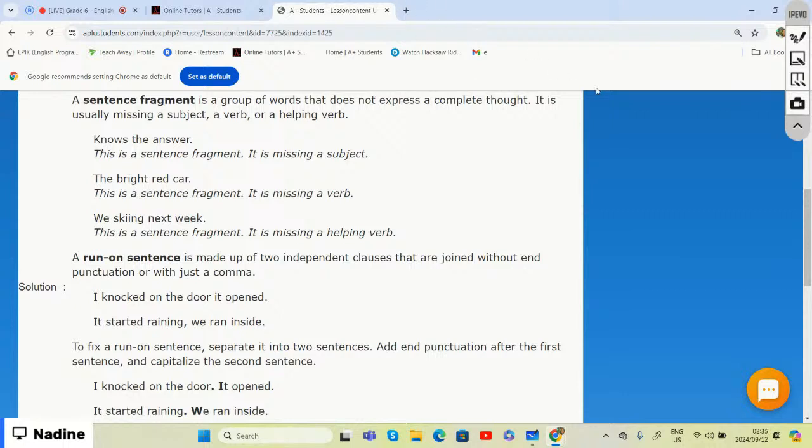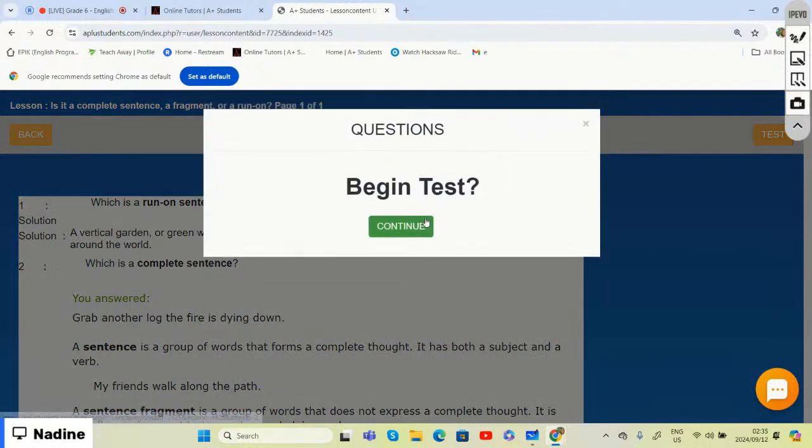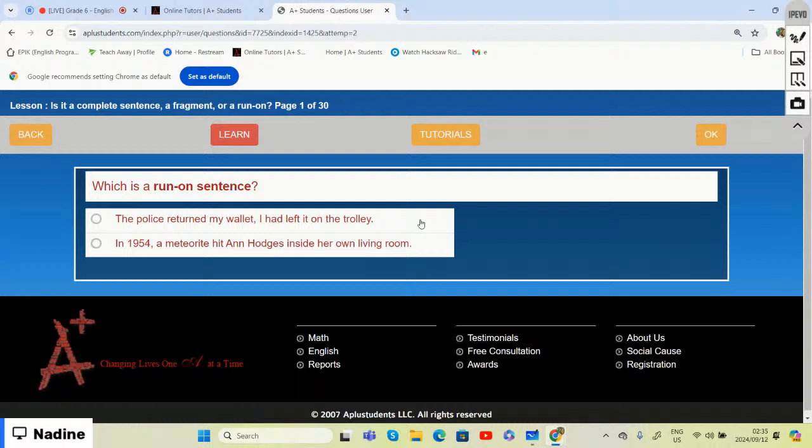All right, so now let's go to our test, where we're going to say what is a sentence, if it's a fragment, or if it's a run-on. So we're going to the test. All right, so which is a run-on sentence? Is it option one, where it says, "The police returned my wallet. I had left it on the trolley."